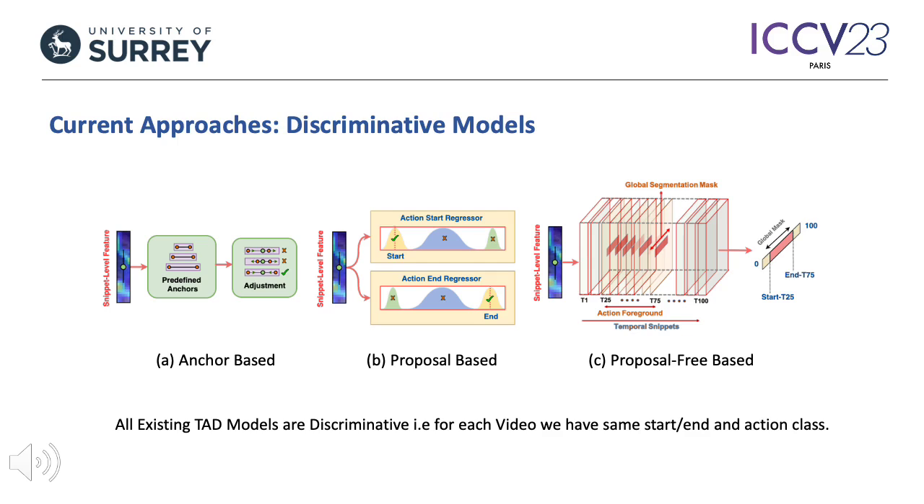Existing TAD approaches are all based on the discriminative modeling paradigm, where they deal with anchor-based, proposal-based and proposal-free models. Such models have a fixed inference output for the same video each time it is run. However, these models fail to model stochasticity or dataset bias present within the dataset due to faulty annotations. As a result, the performance of TAD approaches is still low compared to object detection.